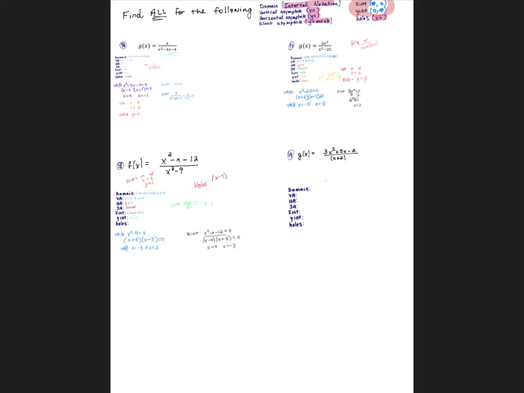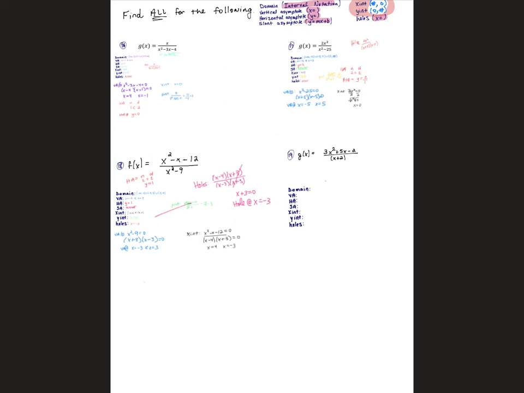(x minus 4)(x plus 3) over (x minus 3)(x plus 3). You guys notice the common factor is x plus 3, so you would say x plus 3 equals 0. You have a hole at x equals negative 3. So you would write hole at x equals negative 3.